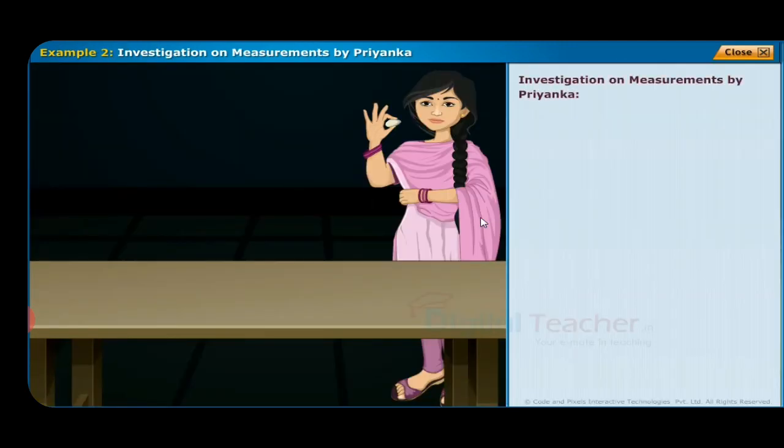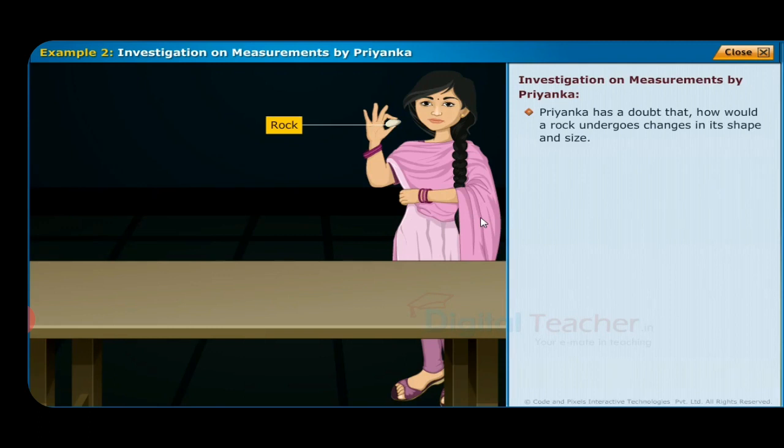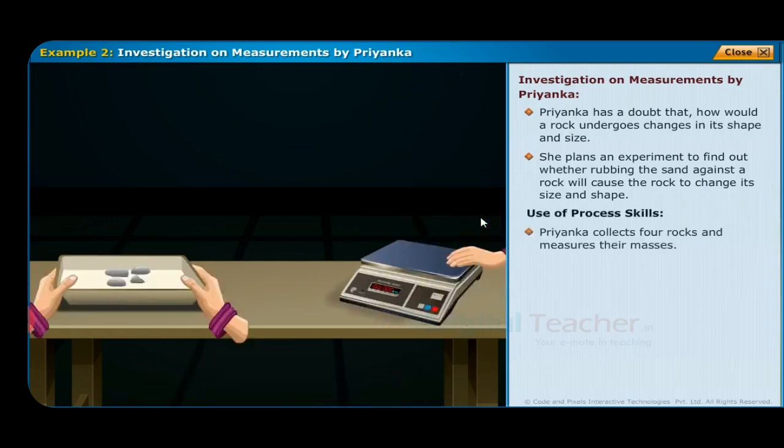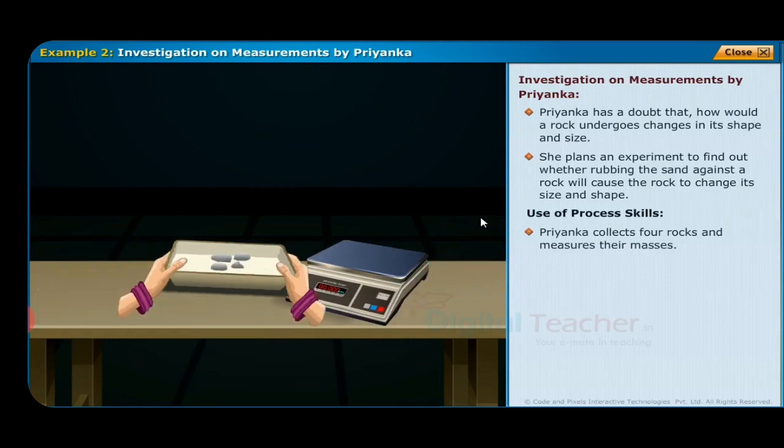Example 2. Investigation on measurements by Priyanka. Priyanka has a doubt that how would a rock undergoes changes in its shape and size. She plans an experiment to find out whether rubbing the sand against a rock will cause the rock to change its size and shape. Use of process skills. Priyanka collects 4 rocks and measures their masses.